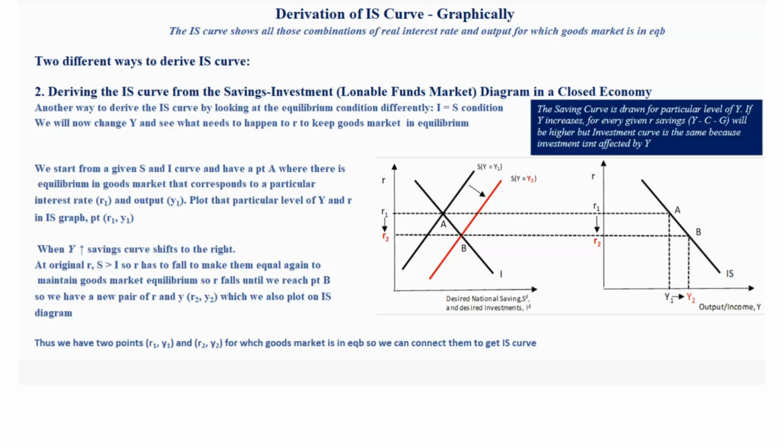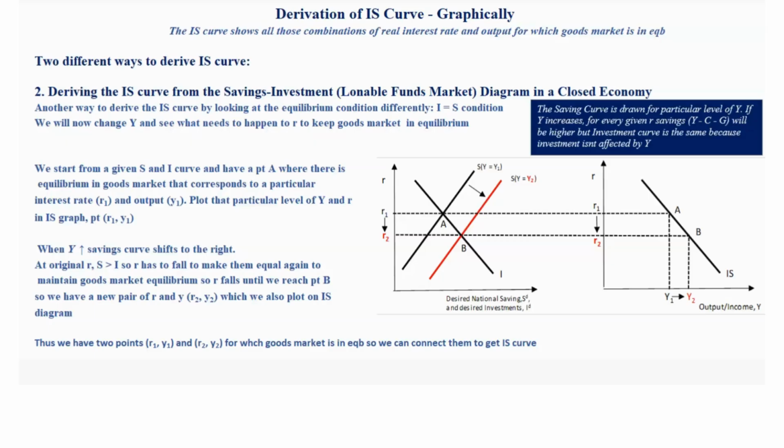And R is going to fall until we reach point P, where the goods market is again in equilibrium. So we have a new point, R2, Y2, which we can also plot on the second graph over there. Now we have two points, R1, Y1 and R2, Y2, for which the goods market is in equilibrium, and we can connect these to get an IS curve, which will show us all those combinations of real interest rate and output for which our goods market is in equilibrium.